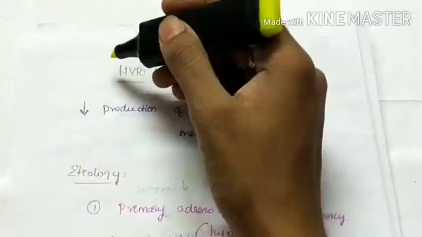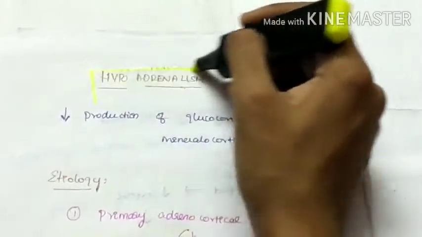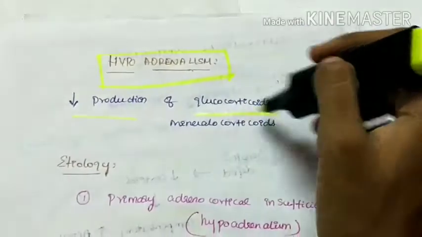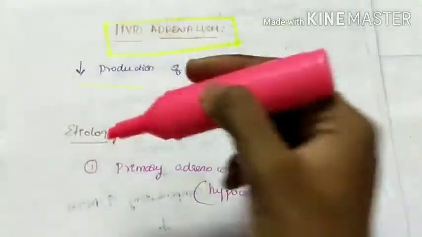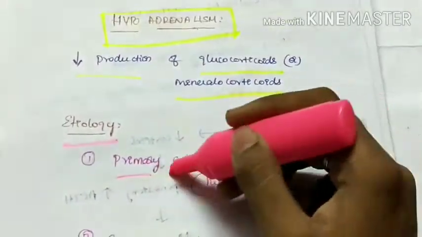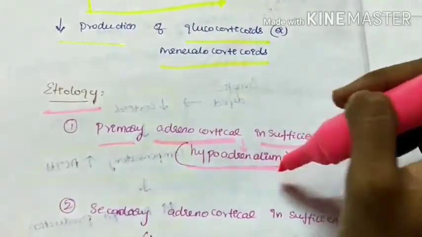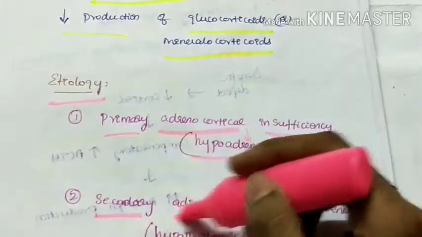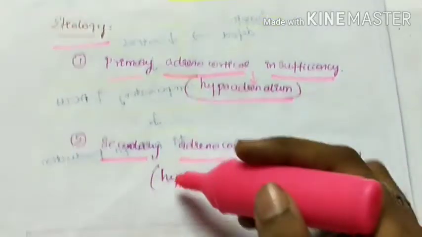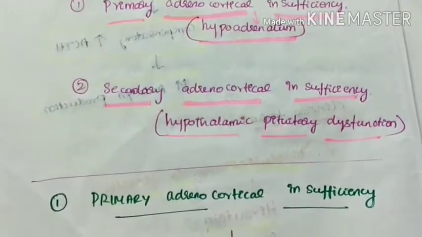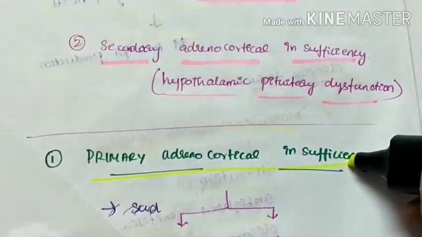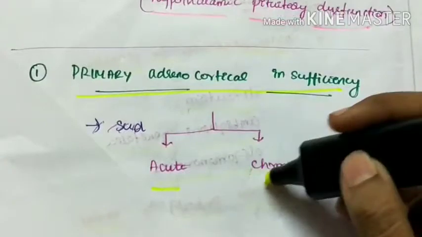Now let's see about hypoadrenalism. There is decreased production of glucocorticoids or mineralocorticoids. Etiology for hypoadrenalism. First is primary adrenocortical insufficiency, that is hypoadrenalism, and second is secondary adrenocortical insufficiency due to hypothalamo-pituitary dysfunction. First, let's see about the primary adrenocortical insufficiency. It can either be acute or chronic.